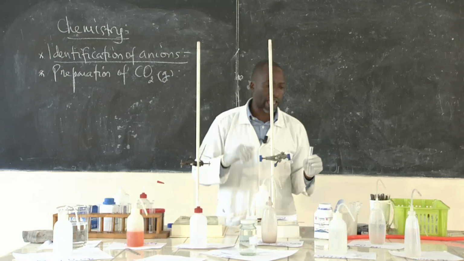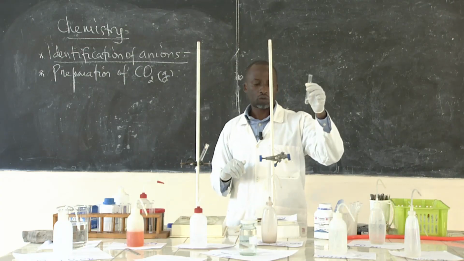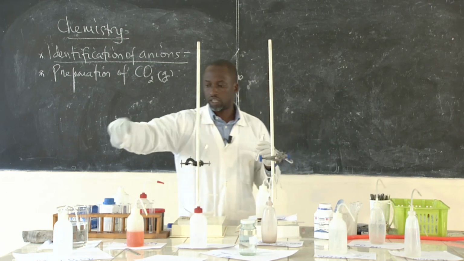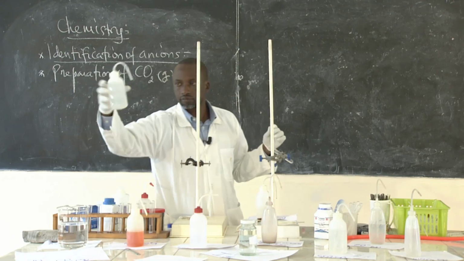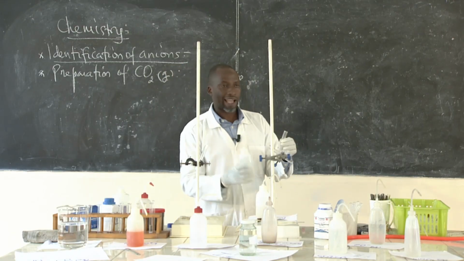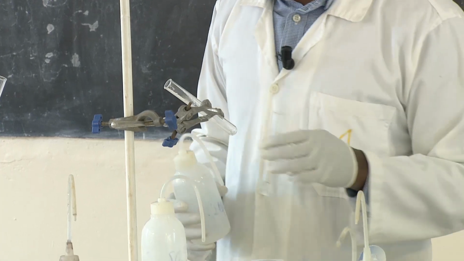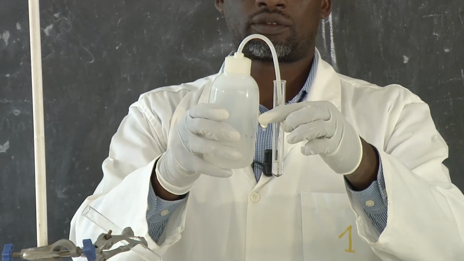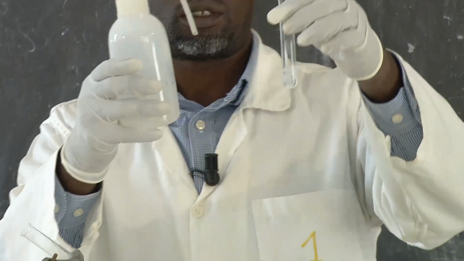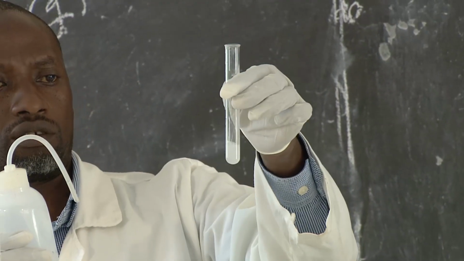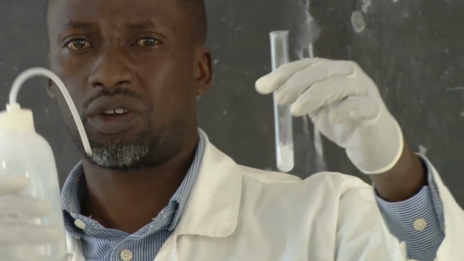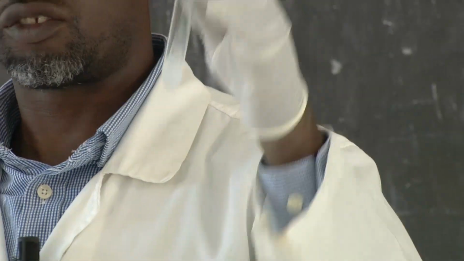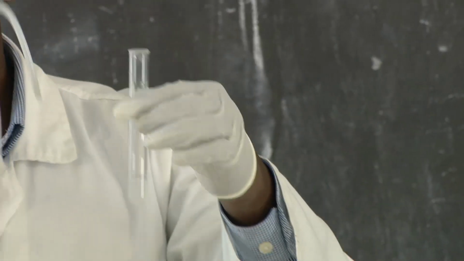We are just going to add barium chloride to a solution containing sulfate ions. So we add barium chloride. See what happens? That is a precipitate. When we talk about a precipitate, it is a solid. Precipitates are in the form of solids. So the solid is formed.